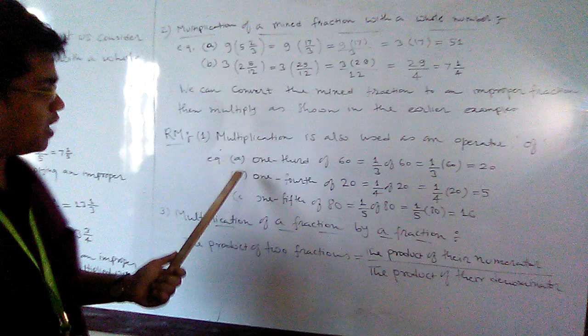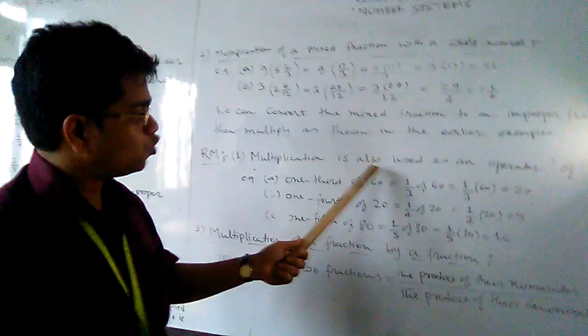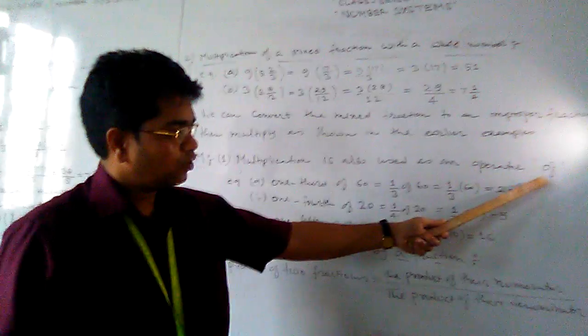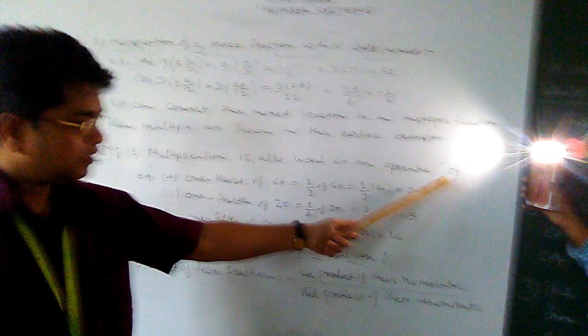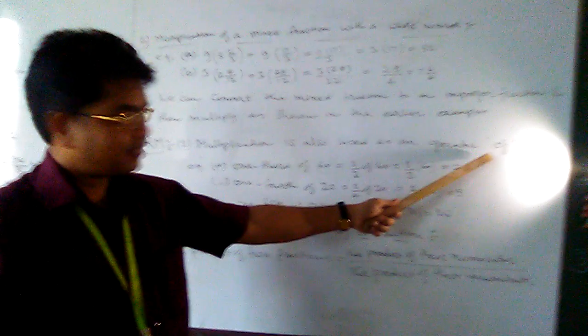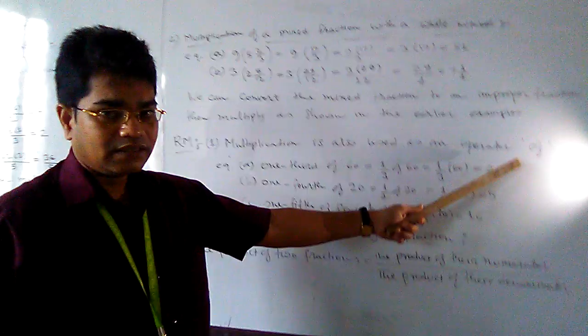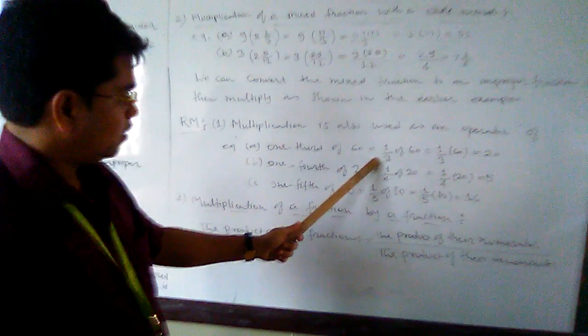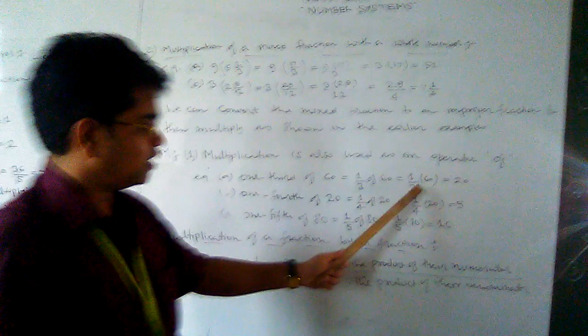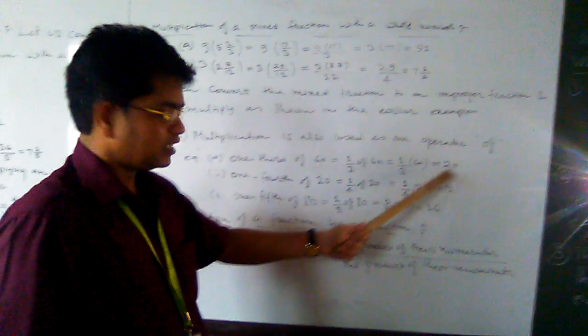Now one important remark: multiplication is also used as an operator of. So whenever the operator "of" is there, it means multiplication should be used. For example, 1/3 of 60. Now this "of" will get replaced with multiplication. So 1/3 into 60, that is 20.